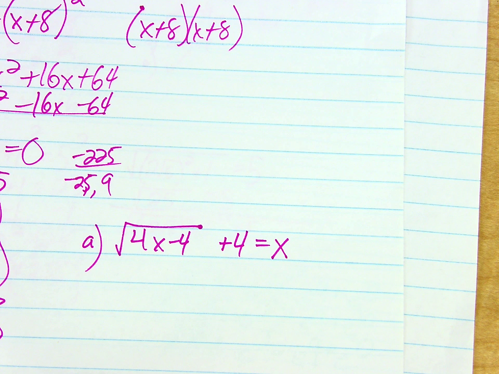So get as far as you can with this one, minus that 4 over, and then you're going to square both sides.